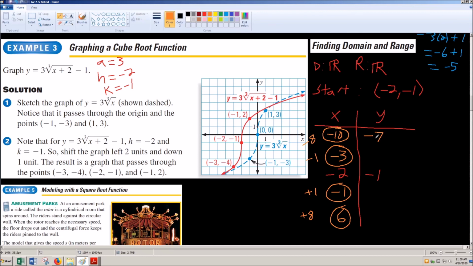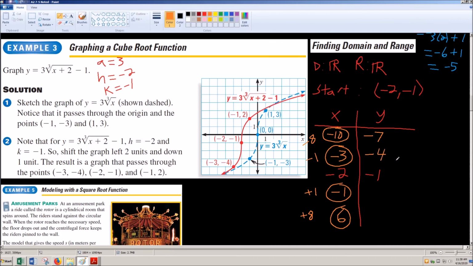Nice value right here. Let's plug in negative 3. Negative 3 plus 2 gives me negative 1. The cube root of negative 1 is negative 1. Times 3 is negative 3. Minus 1 is negative 4.